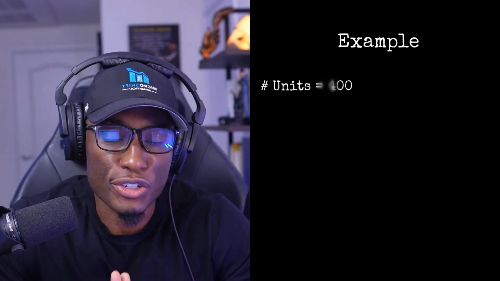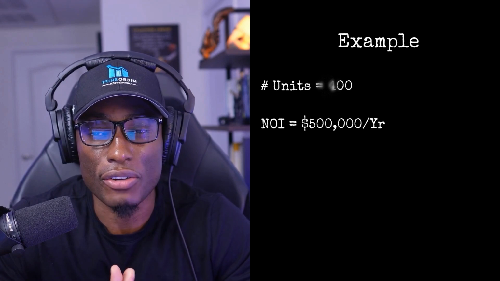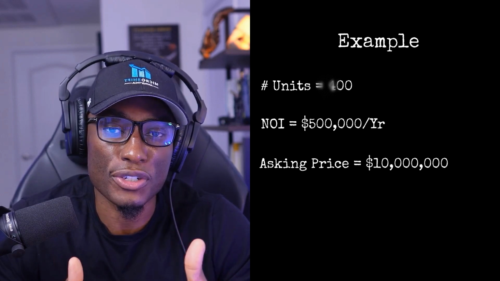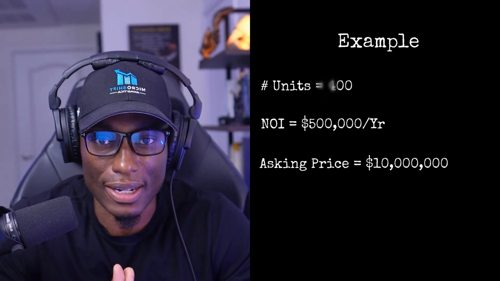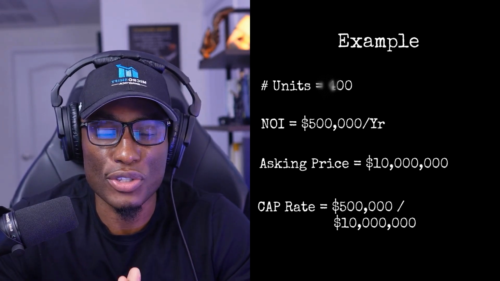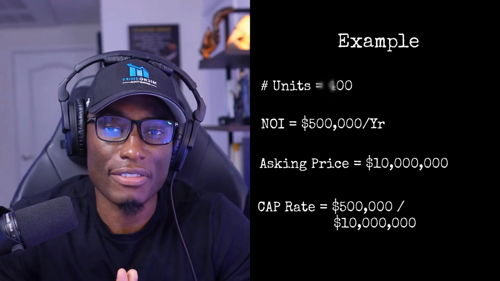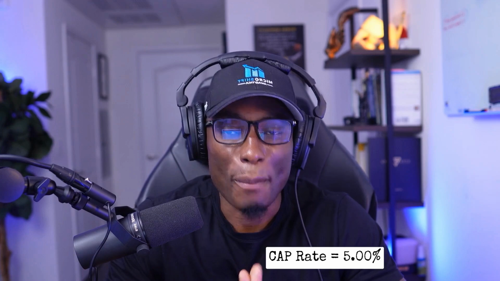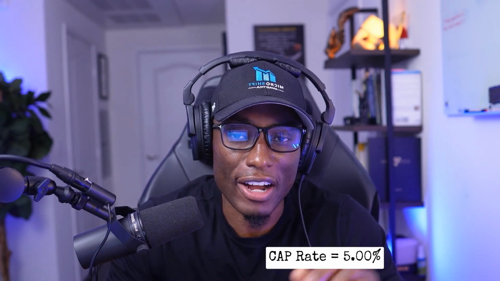Say you have a 100-unit multifamily property that generates $500,000 in NOI annually, and the broker tells you it's on the market for $10 million. To calculate the cap rate, you take the $500,000 divided by the $10 million in value to get a 5% cap rate. But what exactly does that 5% represent?